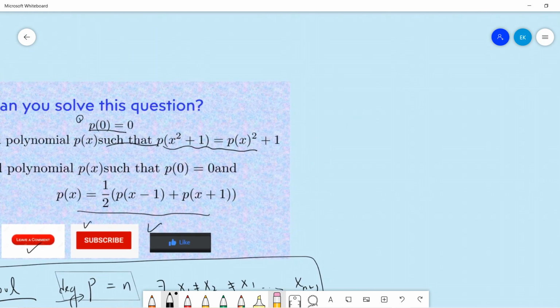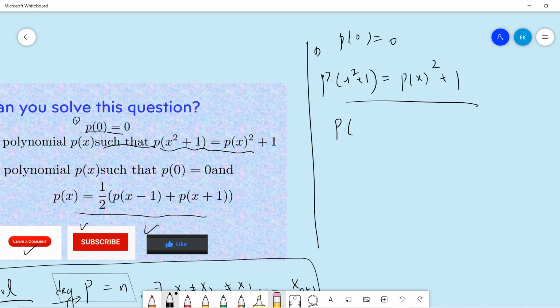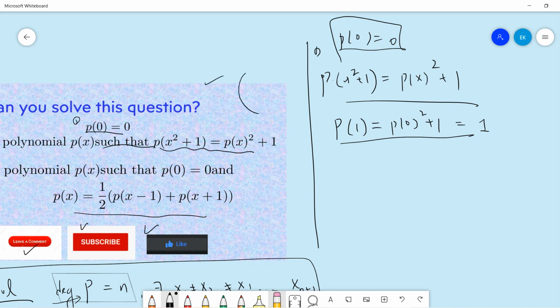The first one says p of 0 equals 0 and p of x squared plus 1 equals p of x squared plus 1. From this, we know p of 1 equals p of 0 squared plus 1, which is 1. So now we have p of 0 is 0 and p of 1 equals 1. This gives us a hint: if I were you, I would guess p of x equals x. But I hope to prove that this is the only one.